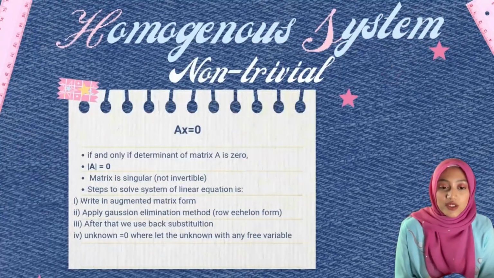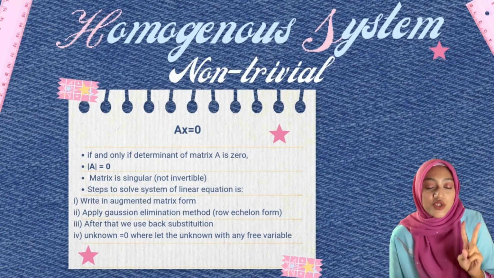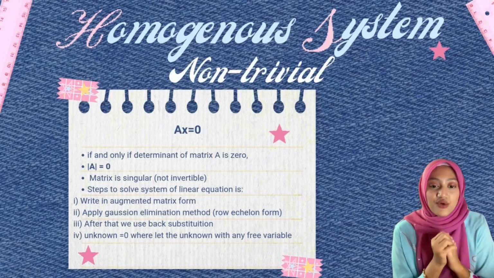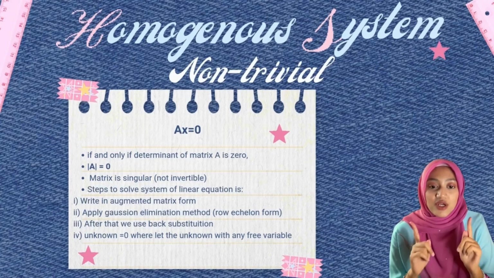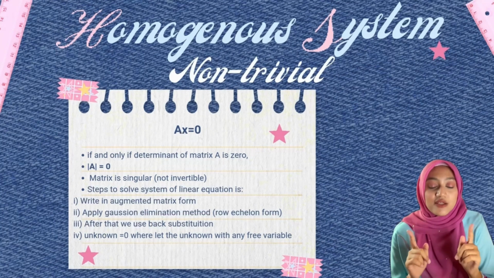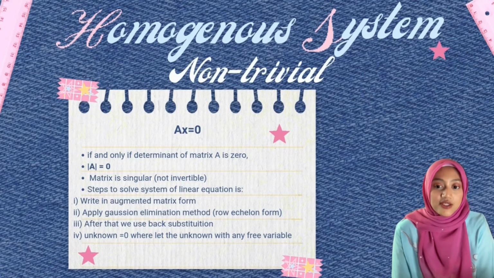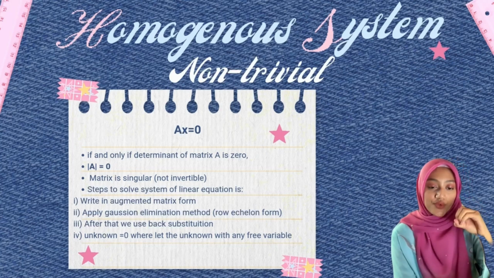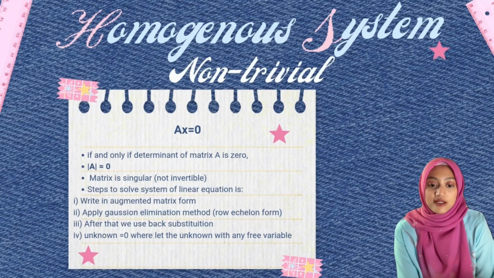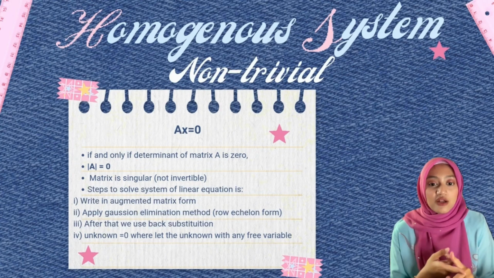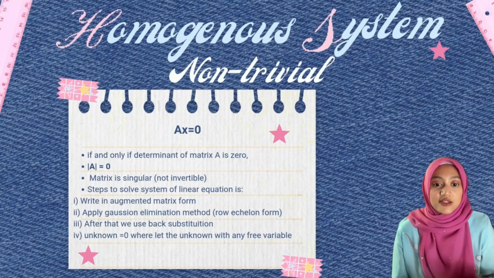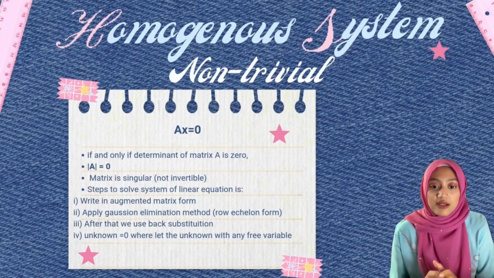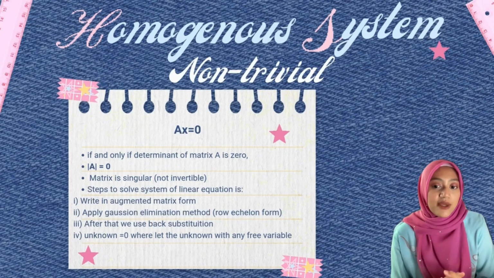Today I'm going to present about homogeneous systems. The solution can be classified into two types, which are non-trivial solution and trivial solution. Right now I'm going to present about the non-trivial solution, also called the many-solutions case. A non-trivial solution is when not all variables are 0, but the equation still equals 0. A homogeneous system has a non-trivial solution if and only if the determinant of matrix A is 0. This means the matrix is singular, not invertible, and there are free variables that lead to infinitely many solutions.